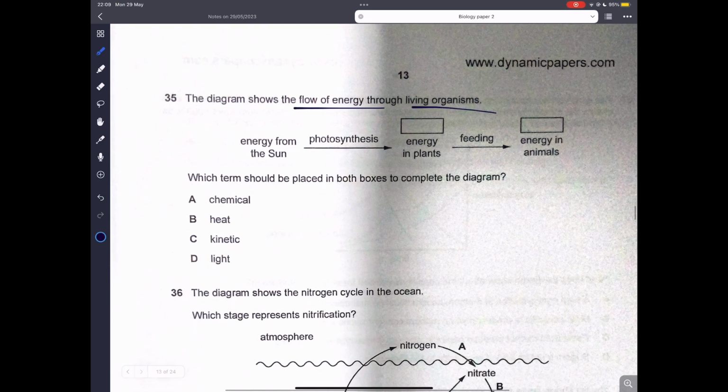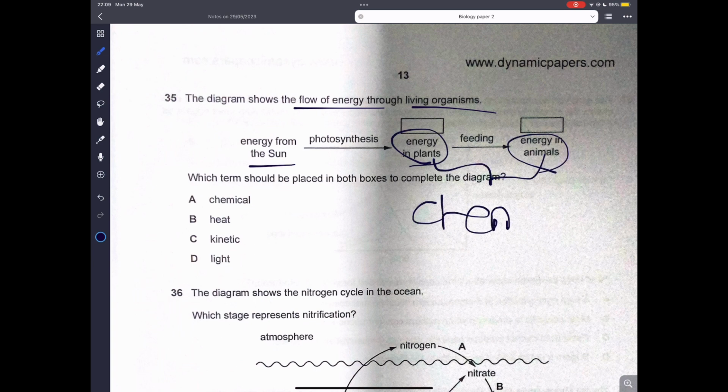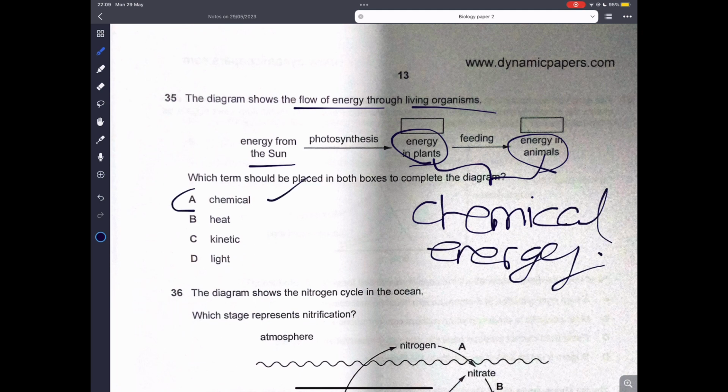35. The diagram shows the flow of energy through living organisms. Energy in plants, energy in animals. These are both chemical energy. So A is the correct answer.